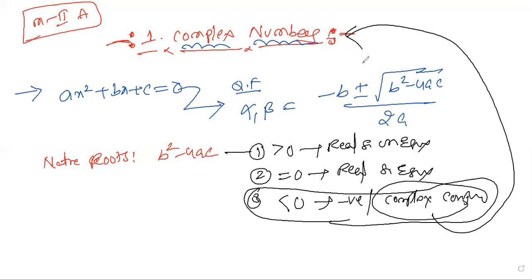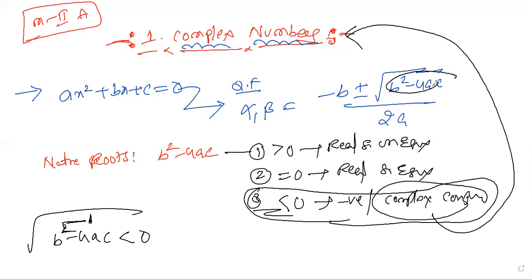Is it clear? The chapter name is complex numbers. This is the case you are understanding. It means the assumption here is b square minus 4ac is less than 0, so root of a negative will come. This value is going to be negative. This is the case where you are going to get complex numbers. So first of all, let me introduce the complex number: where you get root of negative terms, there is a chance you'll get complex numbers.